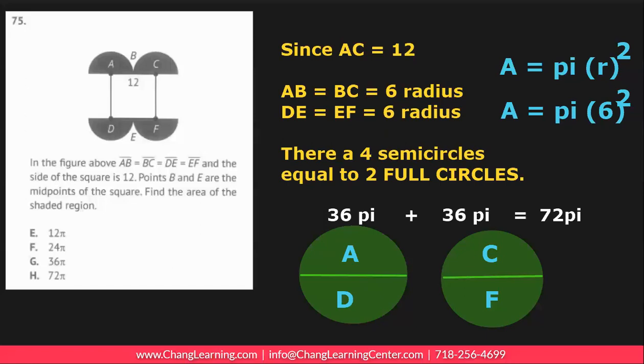There are 4 semicircles drawn that are shaded. If we click them together, put A and D together, we get a full circle. Also, if we take semicircles C and F and move them together, we get a full circle. Well, now we have 2 full circles, and we know the area of a full circle is pi times the radius squared. The radius is 6, so we have pi times 6 squared, or 36 pi. So the area of the shaded regions, all 4 regions, would be 36 pi plus 36 pi, which is 72 pi. And the correct answer was H.